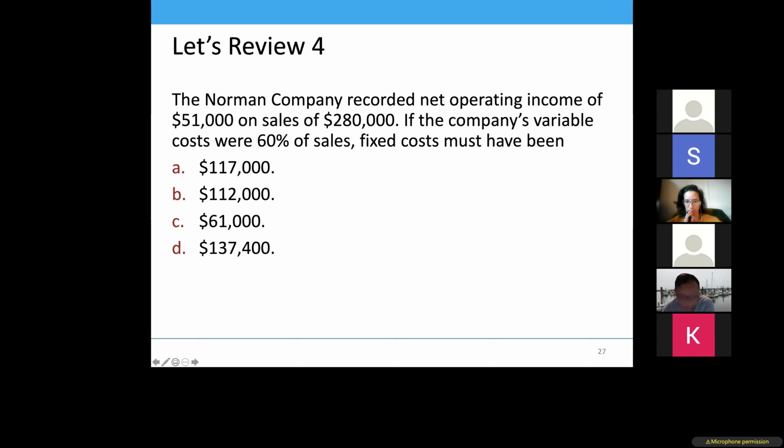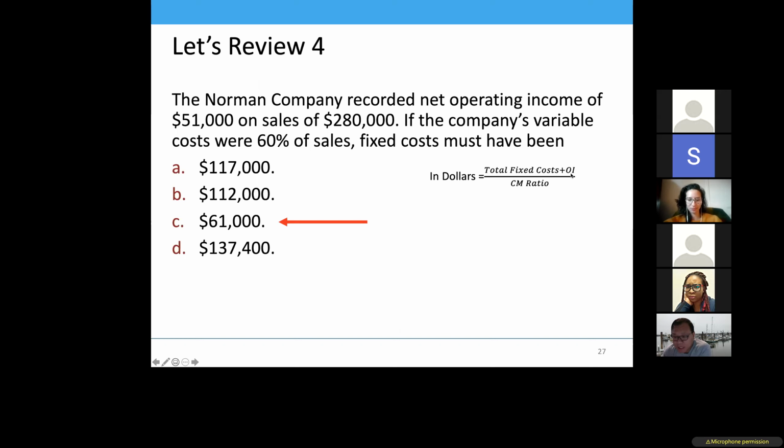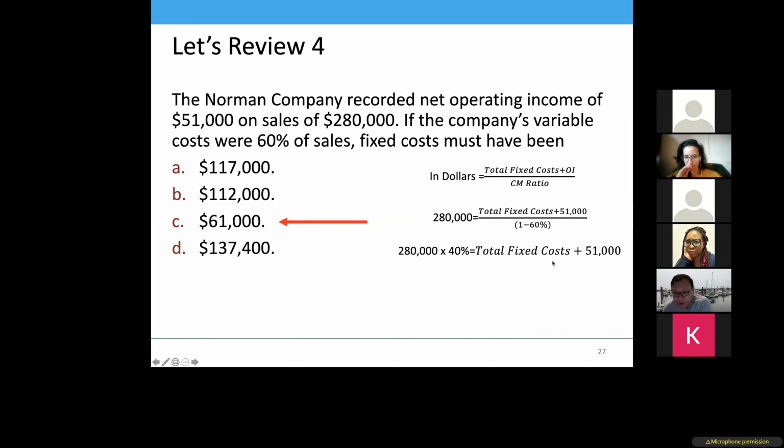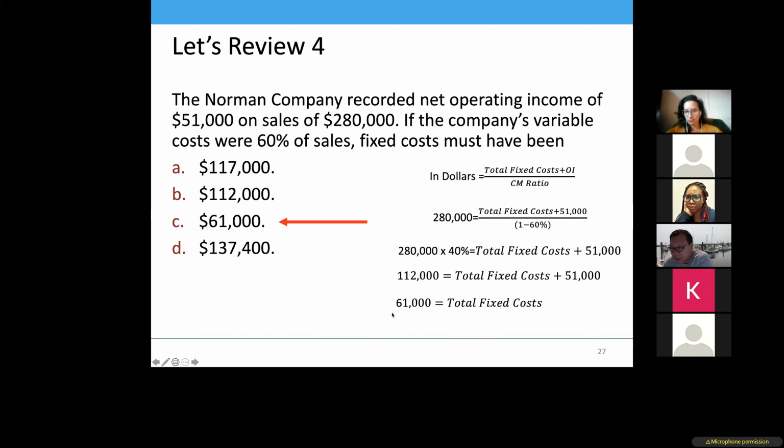Okay, because we are at the end of class, I'm going to show you. In dollars, you use total fixed cost plus operating income divided by the contribution margin ratio. The sales in dollars is 280,000, and the contribution margin ratio is 40%, which is 1 minus 60%. Operating income is 51,000. When you solve this equation, you'll figure out total fixed cost is 61,000.